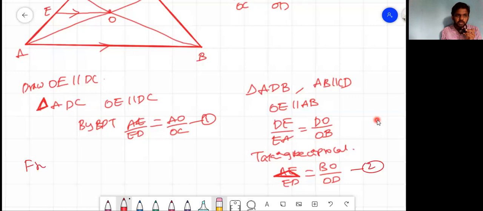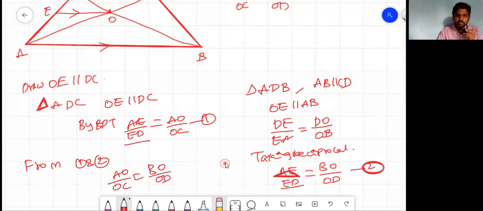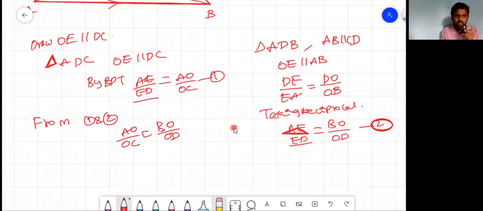So from 1 and 2, I have the left hand side AE by ED in both the cases. So from 1 and 2, I can say that AO by OC is equal to BO by OD, which can be rewritten as OA. AO is equal to OA, so it's the distance, right? So OA by OC is equal to OB by OD, hence proved.